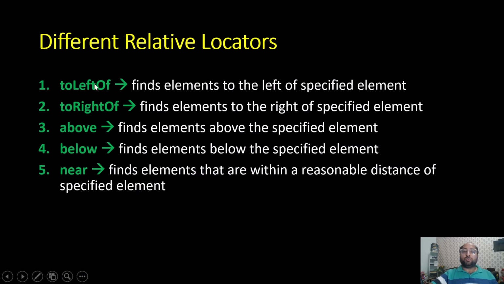Similarly, toRightOf locates the element to the right of the specified element, above locates the element above the specified element, and below locates the element below the specified element. Near locates the element within some reasonable distance of the specified element. What is this reasonable distance? The reasonable distance should be less than 50 pixels, right?